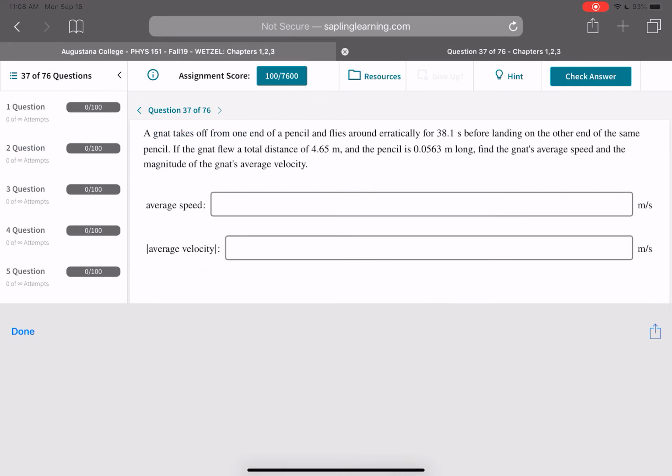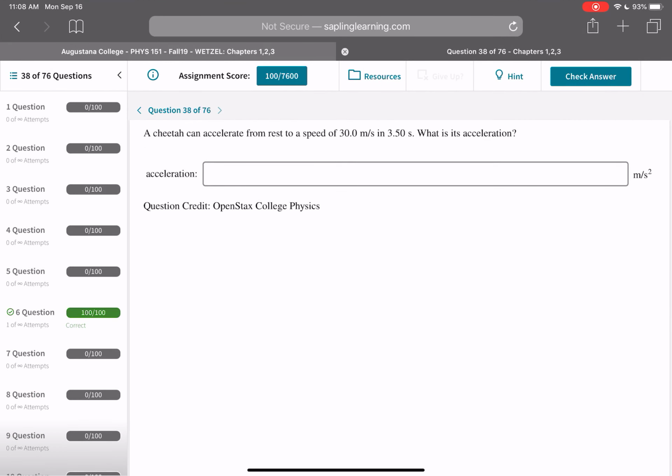Okay, delete. Next. A cheetah can accelerate from rest to a speed of 30 meters per second in 3.5 seconds. What's acceleration? Change in v over change in t. So 30 meters per second minus 0 divided by 3.5 seconds.